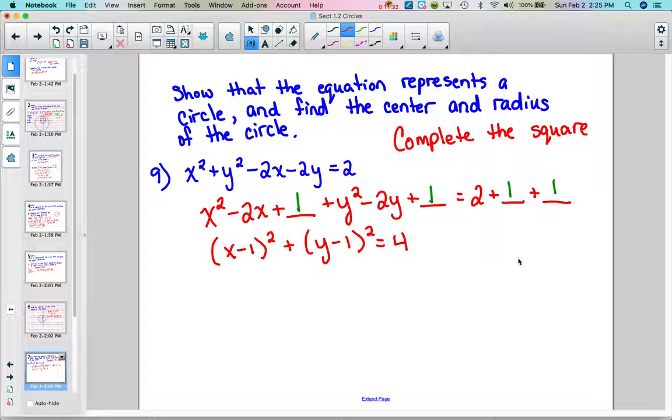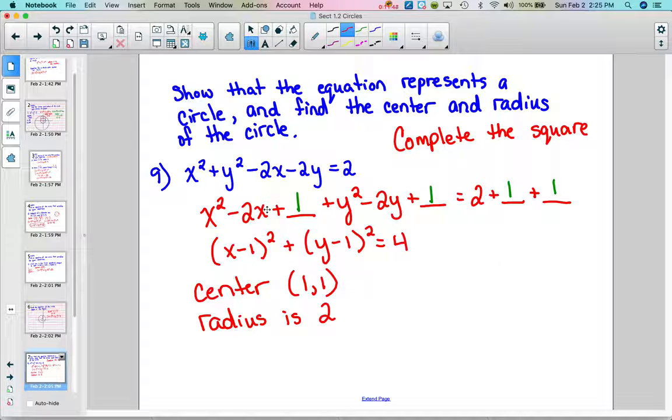And we're done, because that's all we needed to do. That's the equation of the circle. So we know it represents a circle because it's the right format. The center of this circle is 1, 1, and the radius of this circle is 2, because it's the square root of 4.